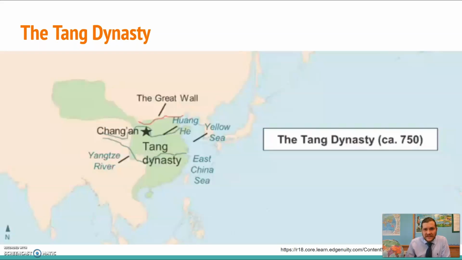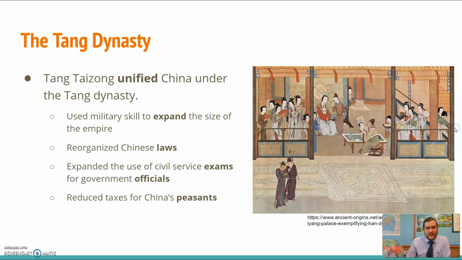Now, this is a map of the Tang Dynasty, and you can see it started in between the Yangtze River and the Huanghe River, and also bordered by the Yellow Sea. Tang Taizong unified China under the Tang Dynasty. He used military skill to expand the size of the empire.